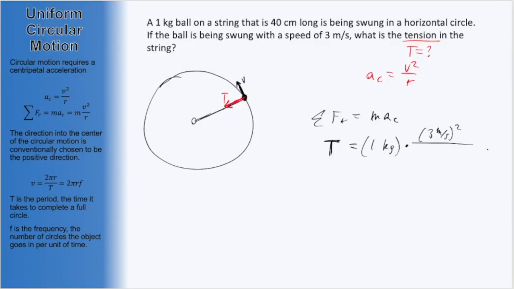Now do always pay close attention to all your units. The string in this case is 40 centimeters long, so the length from our center is 40 centimeters. So we have to take that 40 centimeters and turn it into meters to plug it into our radius. In this case, if we convert that, that is 0.4 meters. So we'll plug in 0.4 meters. Doing this calculation will give us a tension equal to 22.5 newtons.